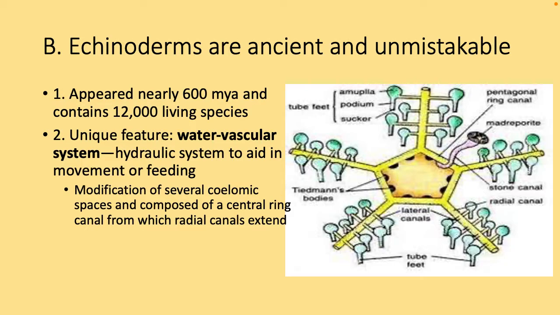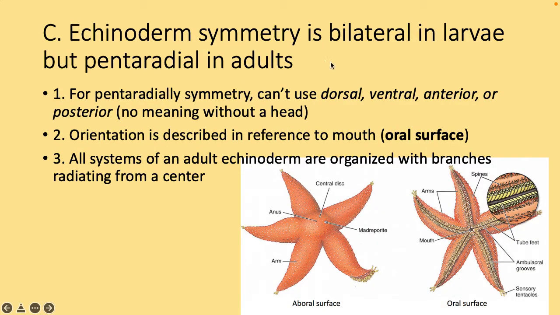And so with deuterostomes, we talked about how the rest of the organisms are bilateral. Well, echinoderms are bilateral in their larval stage, but when they reach adulthood, they have the pentaradial symmetry. Because of the pentaradial symmetry, we really can't use the terms dorsal, ventral, anterior, or posterior because they don't really have a head. So orientation during starfish dissection will pertain to the oral surface, where the mouth is located, versus the aboral surface. The oral surface means you're looking at the side of the mouth, and the aboral surface means the opposite side of the mouth.